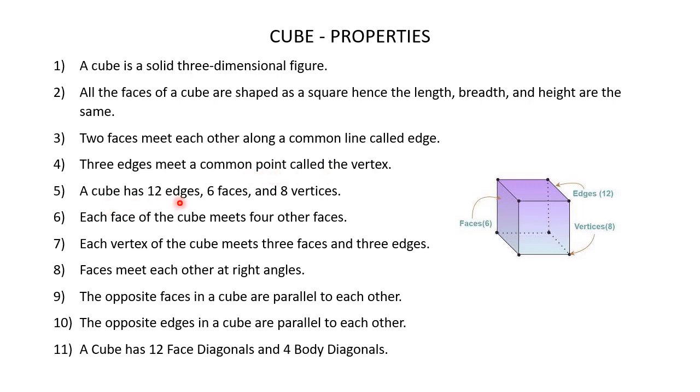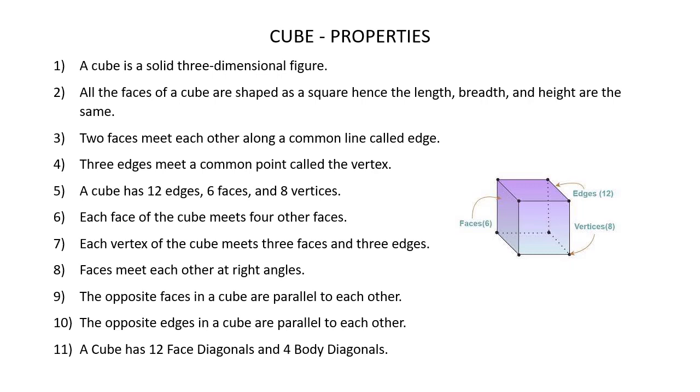A cube has 12 edges, 6 faces, and 8 vertices. Each face of the cube meets 4 other faces. Each vertex of the cube meets 3 faces and 3 edges. Now let's understand these properties with the help of this diagram of a cube.